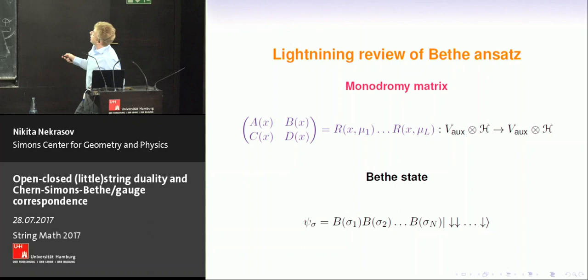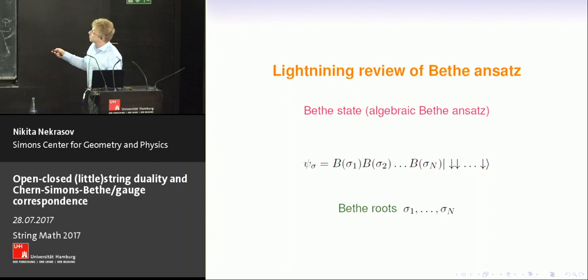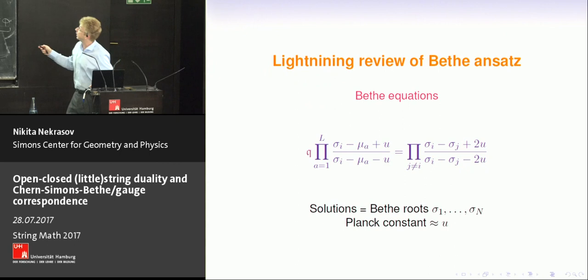And by acting on the state with all spins pointing down with the upper right element of this matrix, evaluated at special points to be found from the next slide, you get the eigenvectors of the transfer matrix. So this is an ansatz for the eigenvector, and it will be an eigenvector if these parameters sigma 1 to sigma n solve the celebrated Bethe equations.